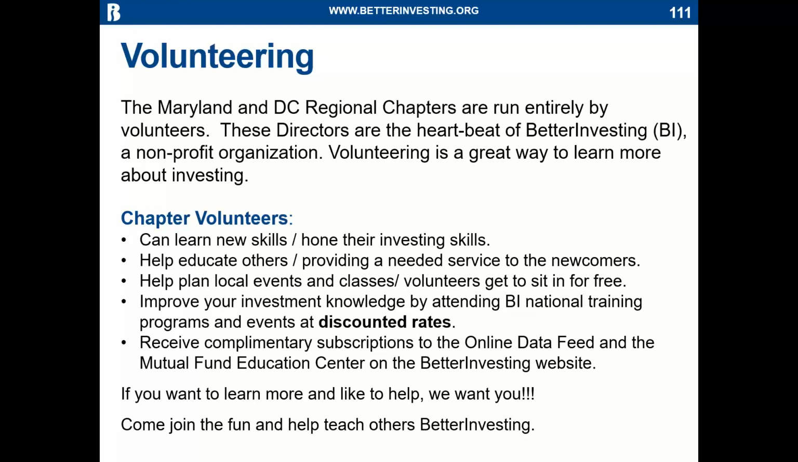There are many benefits in volunteering. You can see below, under chapter volunteers, you can learn new skills, hone your investing skills, educate others, and help plan local events and classes. And then you get discounts too: discounts on some of the subscriptions, club membership dues, and the national convention. It is truly a rewarding experience to volunteer and help others.